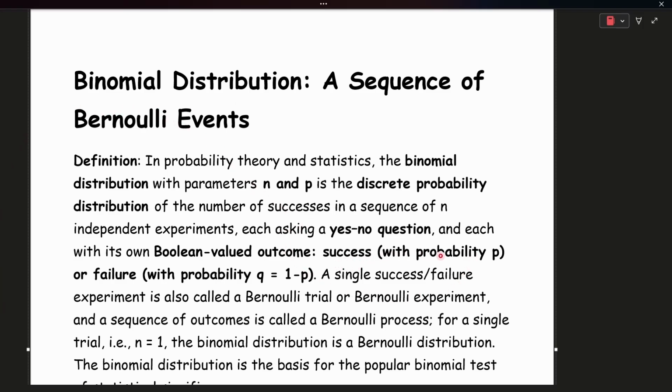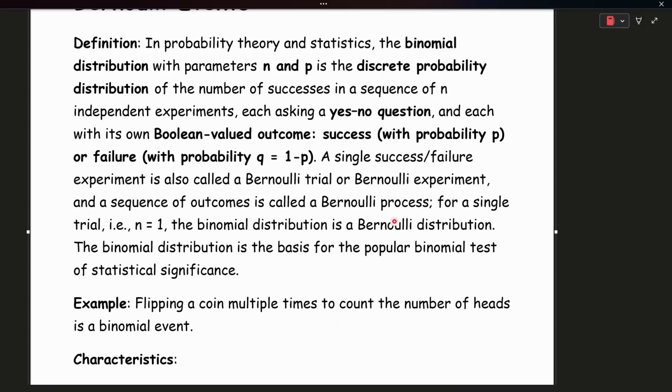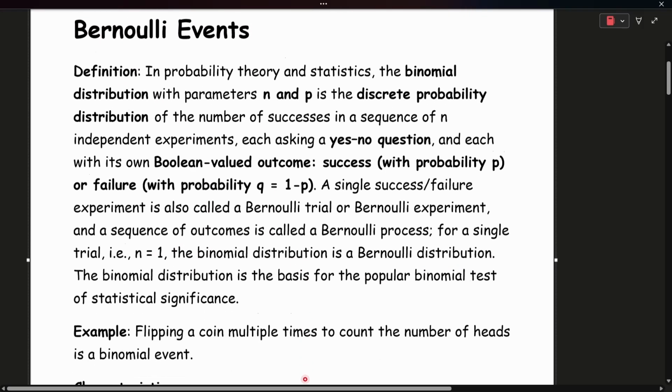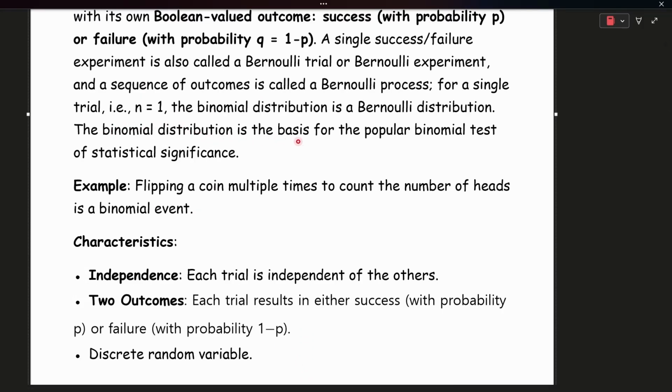The success will be written as p and the failure will be q, 1 minus p, same as in the Bernoulli distribution. If n equal to 1, then that is a Bernoulli distribution. If n is more than 1, then it will come under binomial distribution. Binomial distribution is the basis for the popular binomial test of statistical significance. Let me give you an example. Flipping a coin multiple times to count the number of heads is a binomial event.